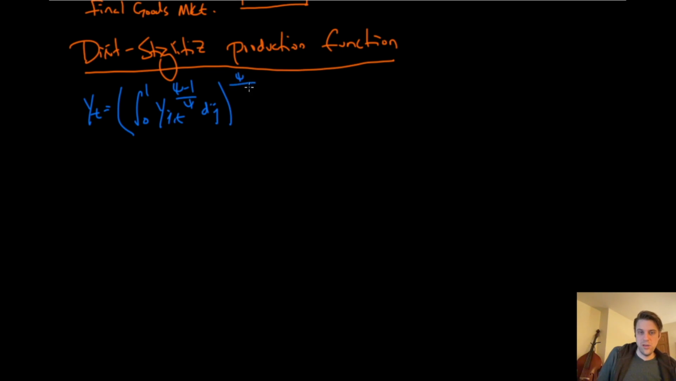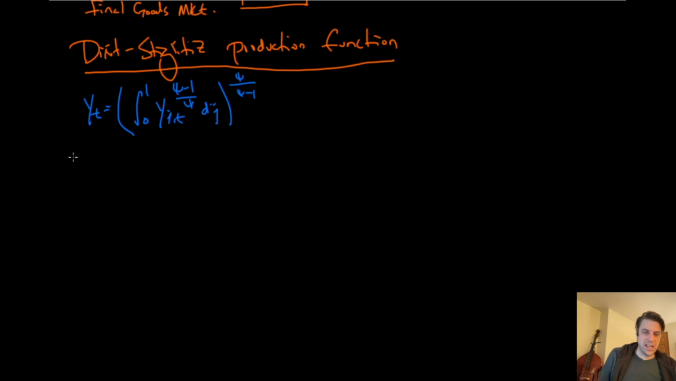The way I remember it is that you have psi minus 1 over psi, that's one way, and then you have it upside down over here. And then we have infinity, that's what the integral is for. We're buying the Yjt's, and then we're putting them all together using this technology, and then we're going to get just the Yt, which is the final good.